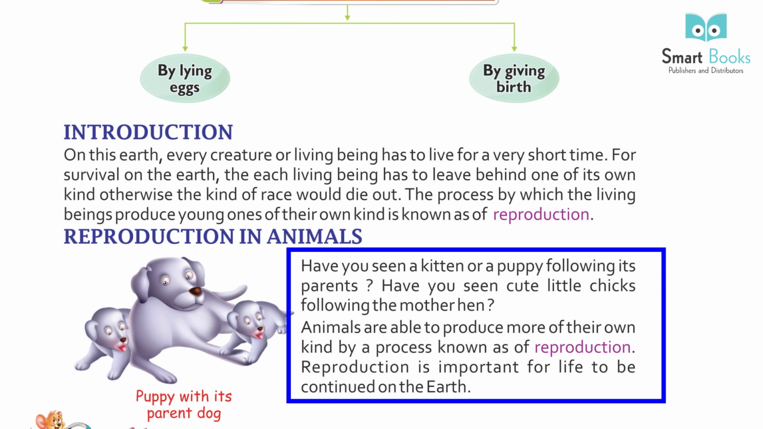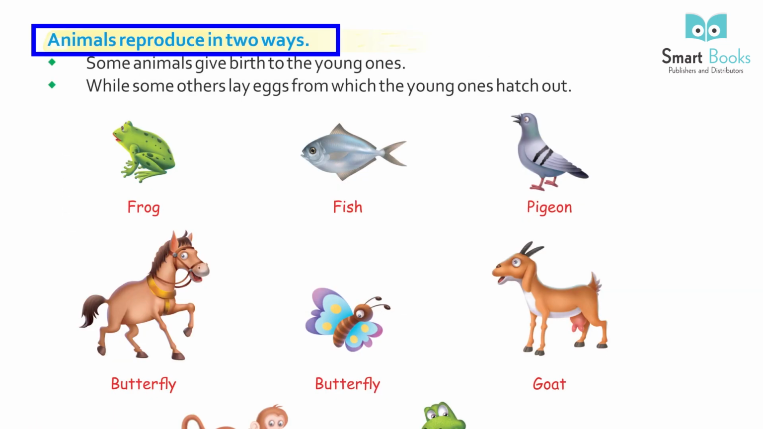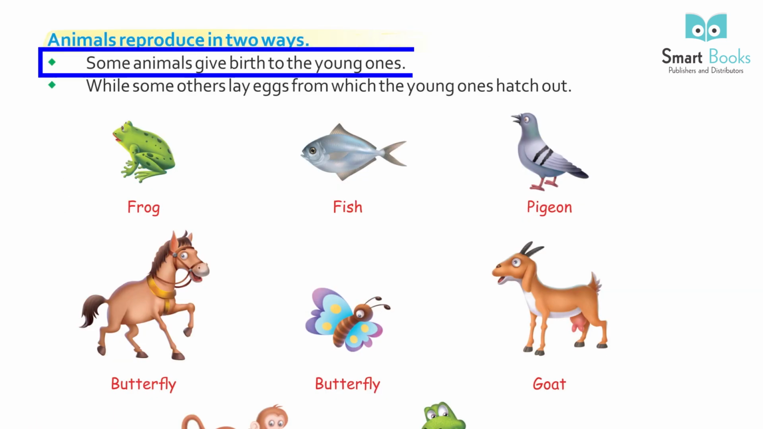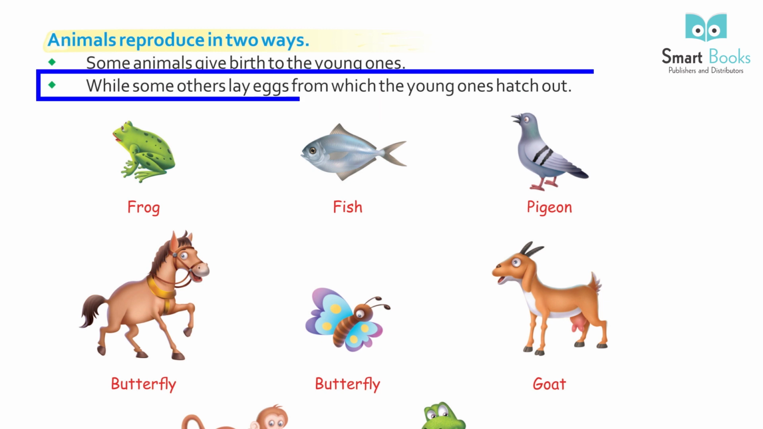Have you seen a kitten or a puppy following its parents? Have you seen cute little chicks following the mother hen? Animals are able to produce more of their own kind by the process known as reproduction. Reproduction is important for life to be continued on the earth. Animals reproduce in 2 ways. Some animals give birth to the young ones, while some other animals lay eggs from which the young ones hatch out.